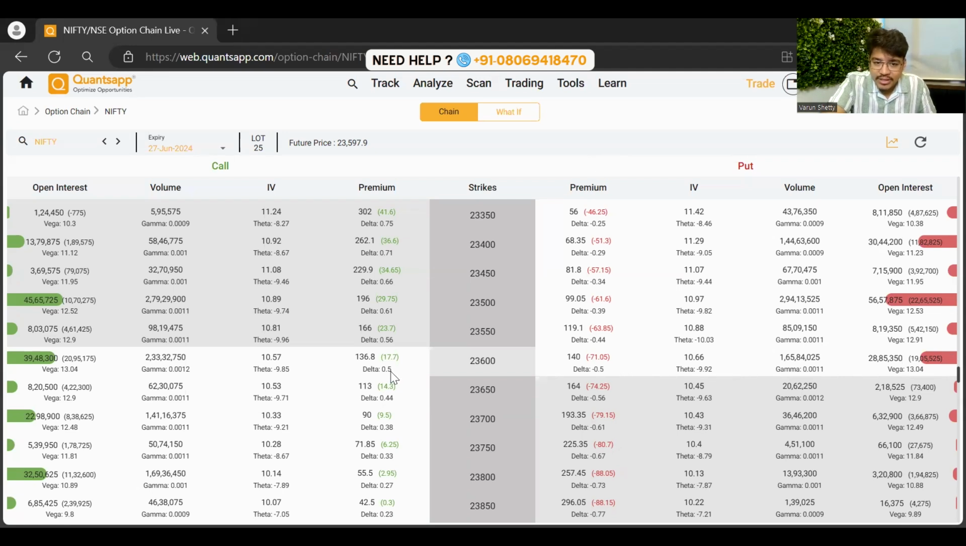Okay. So first thing we have is delta. What exactly is delta? Delta is nothing but the effect of the underlying on the option premium. Right?